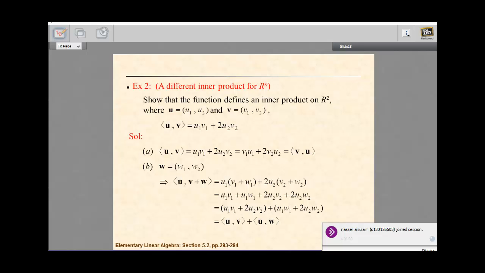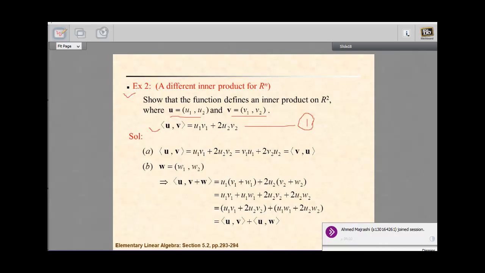It says to show that the dot product satisfies the 4 axioms of the inner product space. So this is the theorem. Now this is question number 1. It says to show that the function defines an inner product on Rn, where U is equal to this and V is equal to this, and the inner product of U, V is equal to U1 V1 plus 2 U2 V2.